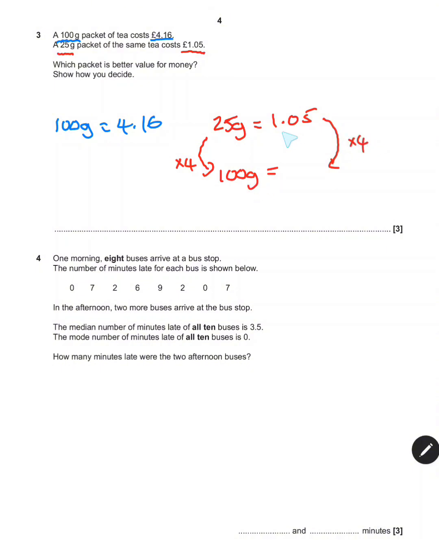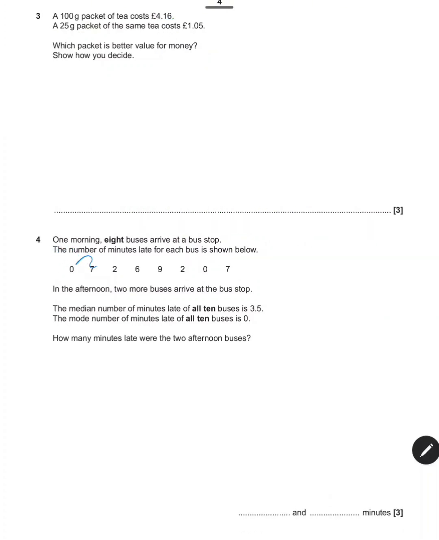4 times a pound is £4. 4 times 5 pence is 20 pence. That would be £4.20. We just need to answer the question, which packet is the best value for money? Well, this is £4.16 for 100 grams. This is £4.20 for 100 grams. The 100 grams for £4.16 is best.